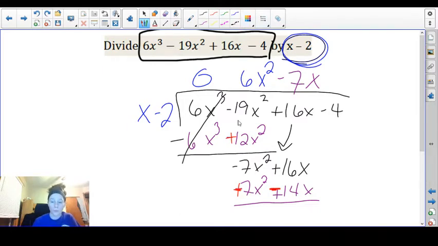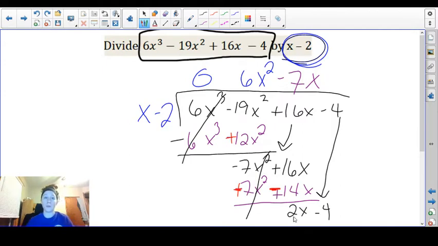So negative 7x squared plus 7x squared, they cancel out. 16 minus 14 gives me 2. Again, I have 2 terms I'm dividing by, so I need to make sure I bring down that last term. So what times x will get me to 2x? Well, I already have the x, so I need just 2.